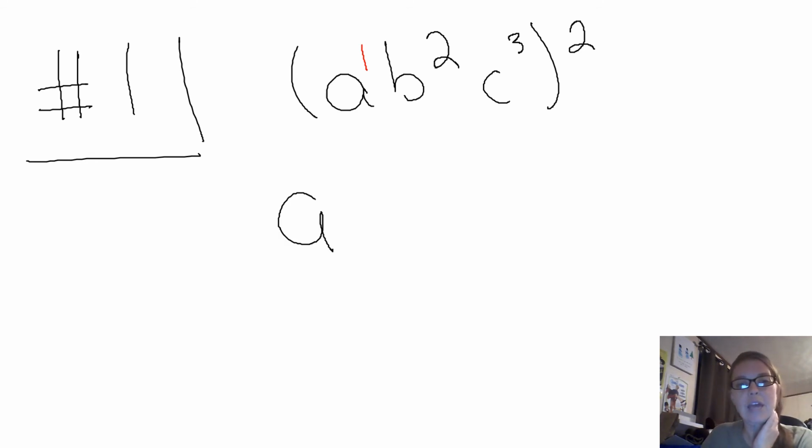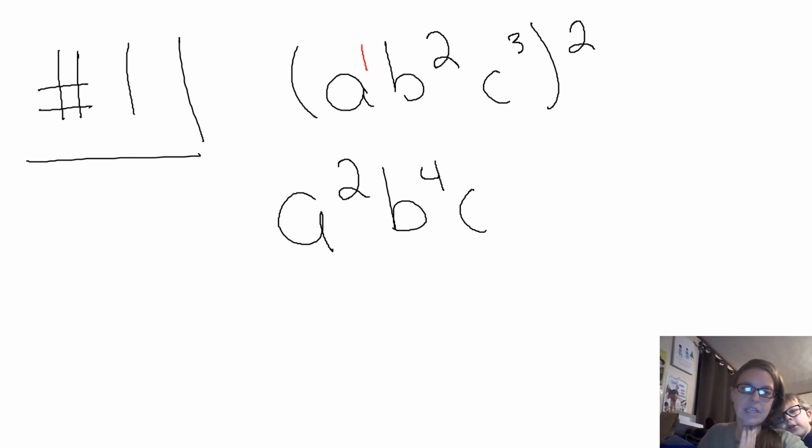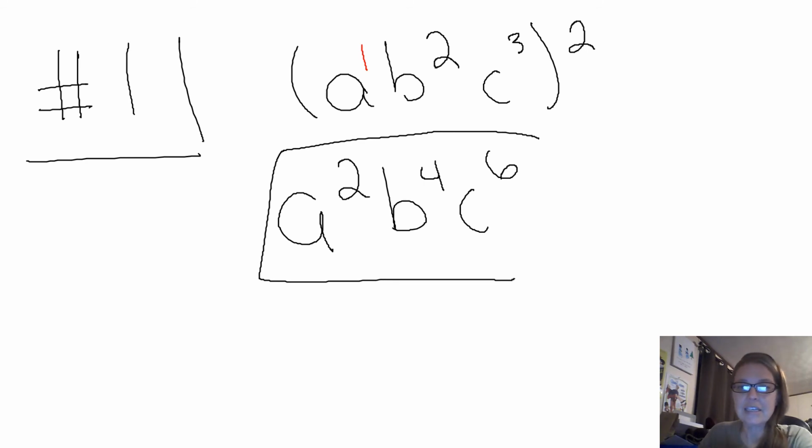So we have a: 1 times 2 is 2. b: 2 times 2 is 4. c: 3 times 2 is 6. And then your last step was to simplify anything you can simplify, but I don't have any bases that are numbers. There's no coefficient. This is as simple as this can get. So that's it for number 1.